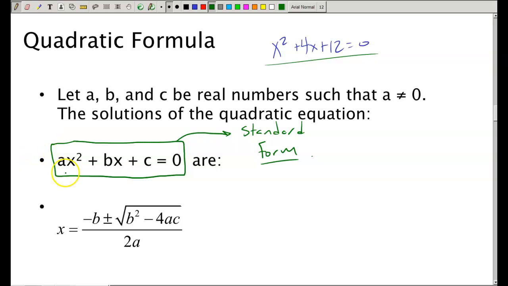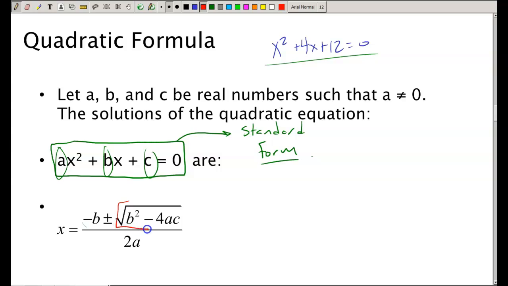If we have an equation that is in standard form, then we can take these coefficients a, b, and c, and use them to plug in. Right here we have negative b plus or minus the square root of b squared minus 4ac, all over 2a, and that's the quadratic formula.